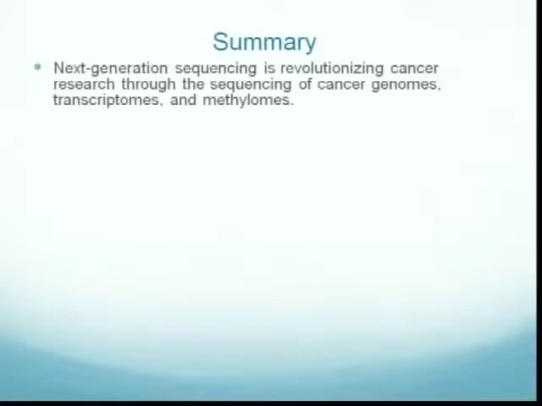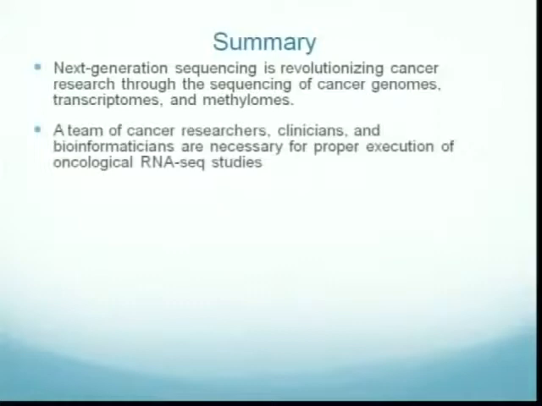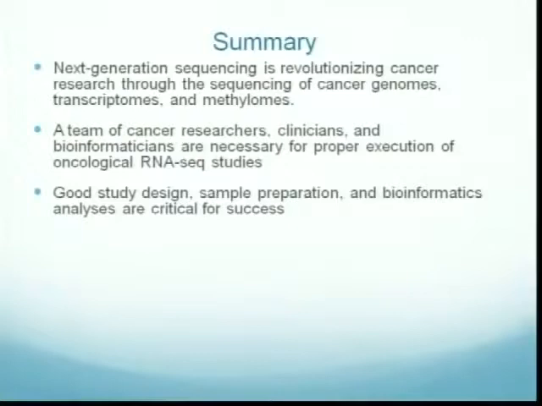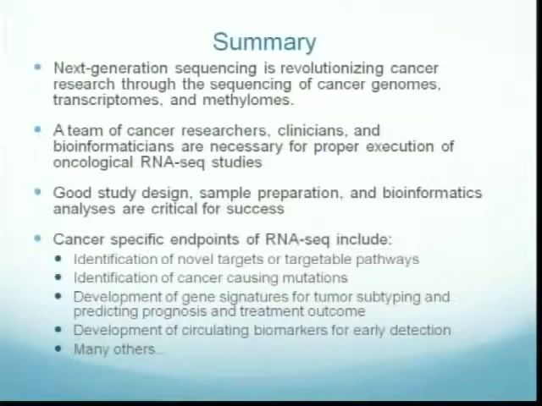genomes, transcriptomes, and methylomes. As I stressed before, a team of cancer researchers is absolutely critical to the success of these studies. You're obviously going to need to get your researchers, your clinicians, and your bioinformaticians on board prior to the execution of your study. Good study design, sample prep, and bioinformatics analysis are critical for success. And obviously, the beautiful thing about being able to do RNA-seq or any of these next-gen sequencing is the number of endpoints that you can then analyze, specifically novel targets, cancer-causing mutations, subtyping, development of circulating biomarkers, among a large list of others, but these are a few of my favorites.